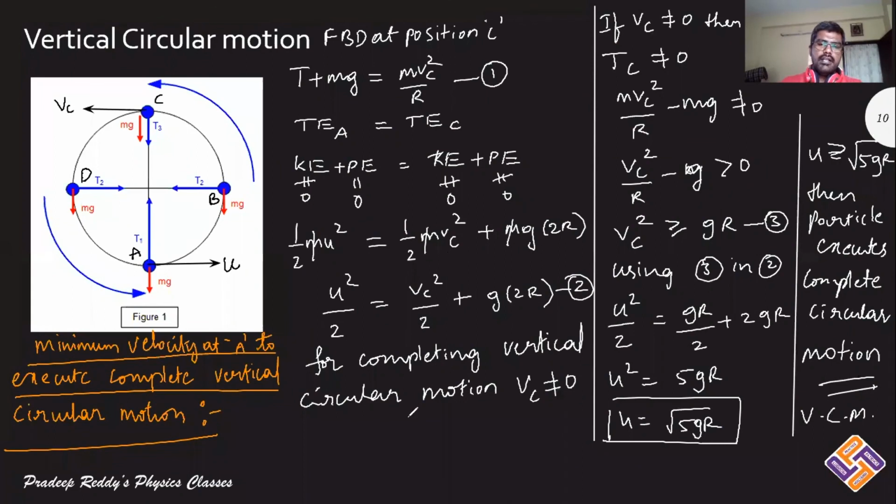Okay, so these are the conditions for velocity to be satisfied for the particle to reach from A to B and again from B to C and to complete the vertical circular motion. These are, as a whole, very important concepts.